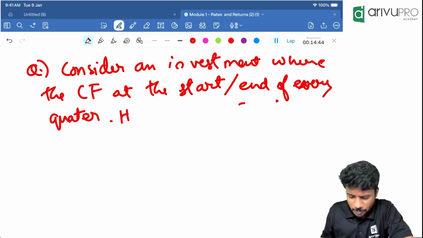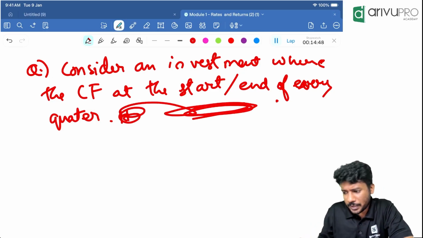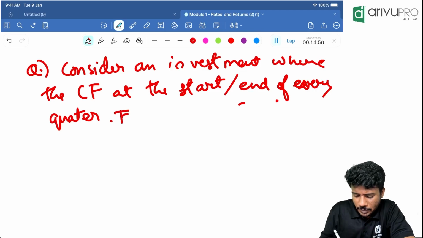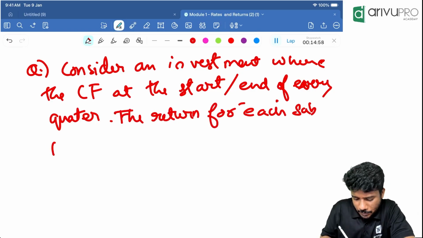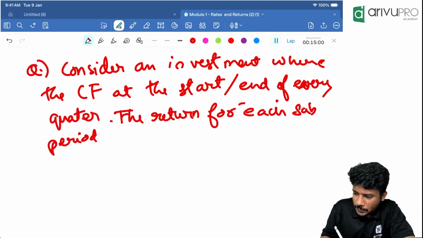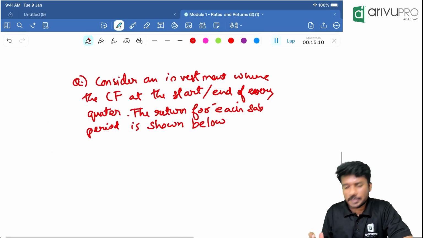Anyway, you are aware about it. Correct now? Each quarter is considered as a sub period. The return for each sub period is shown below. Okay, the return for each sub period is shown in the below diagram.